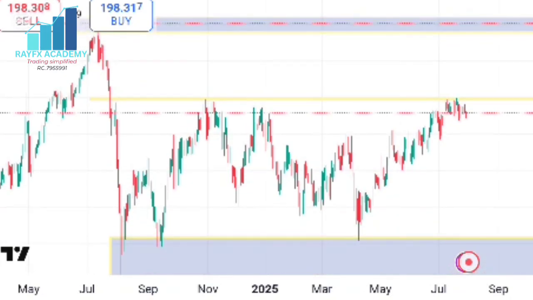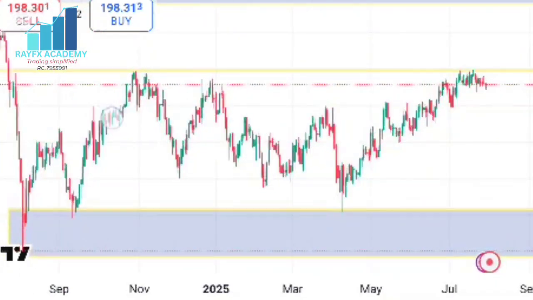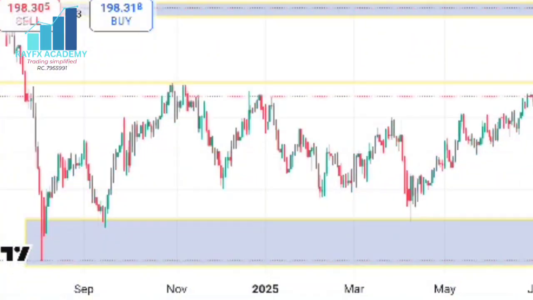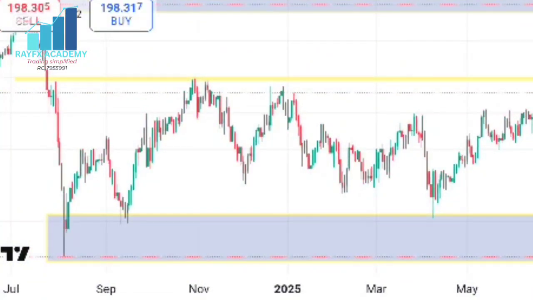What are we simply looking out for? Based on this daily time frame, and this daily time frame has given us exactly what we have been looking for, this market is in a range, and being that it's in a range, we're expecting that it should fall from here all the way to this point. That is what we are looking for.